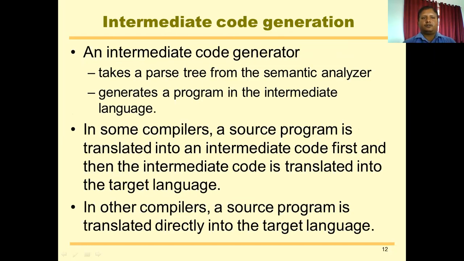Next, intermediate code. This is the fourth phase of the compiler. The intermediate code generator takes the parse tree from the semantic analyzer and generates a program in the intermediate language. In some compilers, the source program is translated into intermediate code first, and then the intermediate code is translated into target code. In other compilers, the source program is translated directly into target code. So it depends upon the compiler whether intermediate code will be generated.